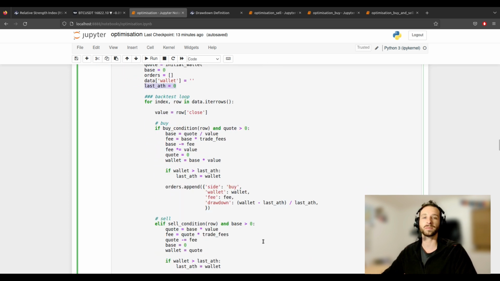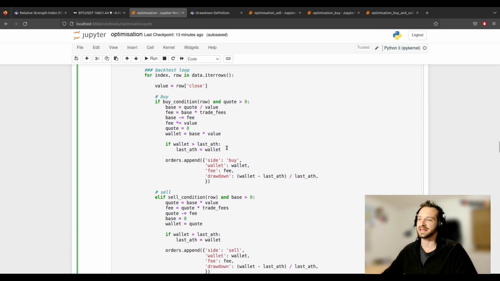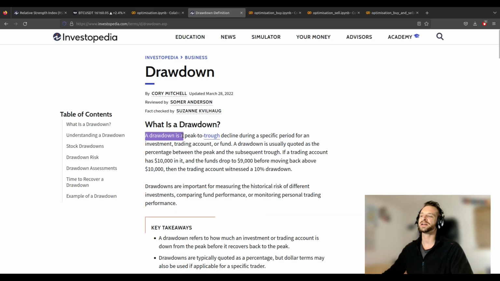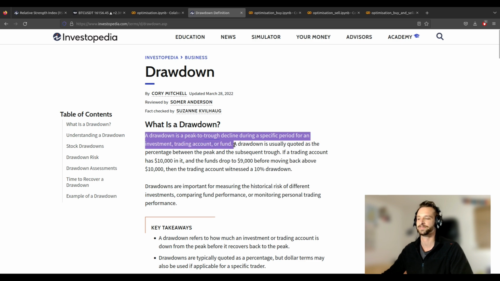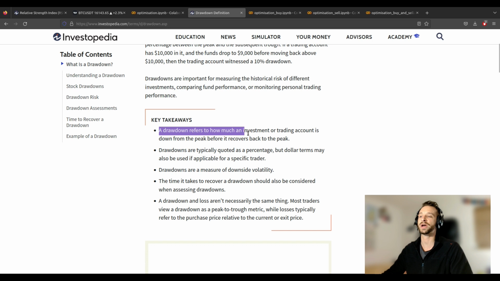So the structure of the backtest code is really similar to what I presented in the previous video. Let me point out one important thing, and it is this last ATH. Last ATH stands for last all-time high. The reason why we compute this last all-time high is because we want to compute the drawdown. Let me explain a bit more what drawdown is. A drawdown is a peak to trough decline during a specific period for an investment, trading account, or fund. In other words, a drawdown refers to how much an investment or a trading account is down from the peak before it recovers back to the peak.